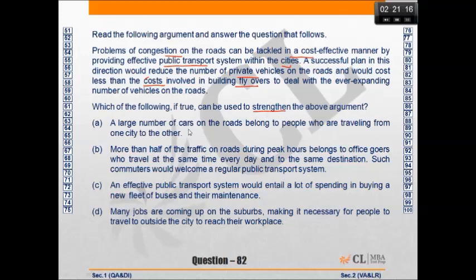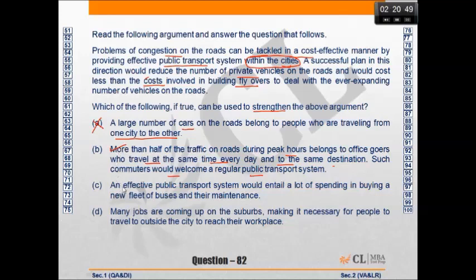A: a large number of cars on the roads belong to people who are traveling. No, this will in fact weaken. If they are traveling outside, then the public transport system within the city will not get impacted. So choice A is actually going to weaken the argument. Choice B: more than half the traffic on the road during peak hours belongs to office goers who travel at the same time every day and to the same destination. Such commuters will welcome it. Yes, this could be the answer.